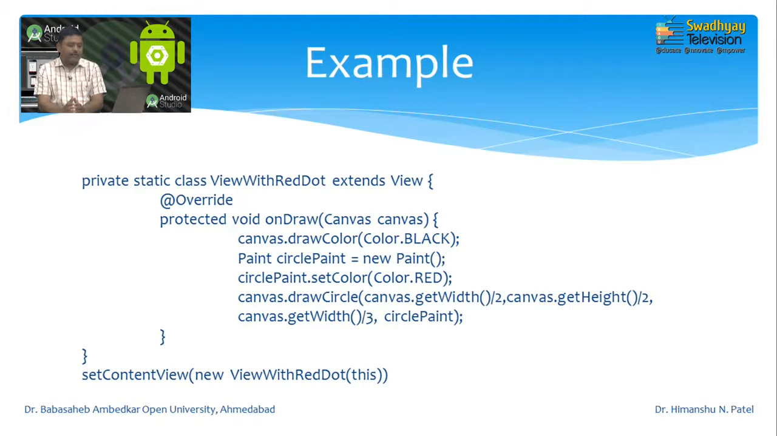Once you have created or defined this canvas class, we can create its instance inside setContentView. Normally we use XML layout file inside setContentView, but you can also create instance of this class inside setContentView. So, our screen will be filled with canvas, and inside canvas we draw circle which is of radius 1/3 of the canvas width. This is how we can use canvas and paint together to draw something on screen.